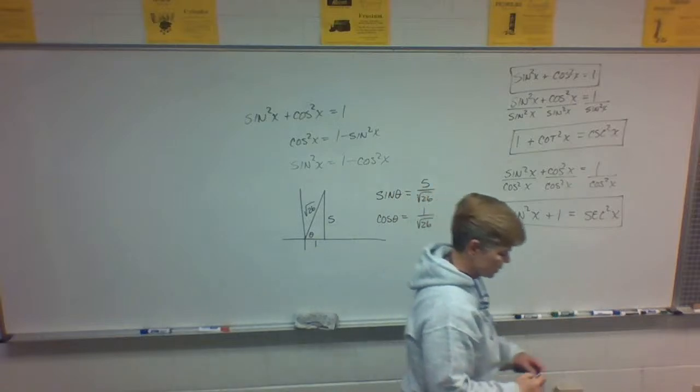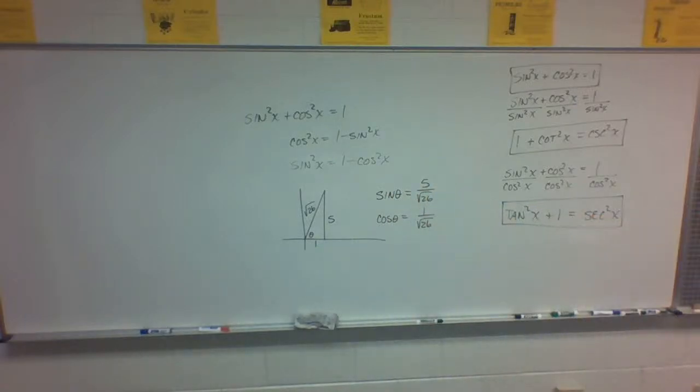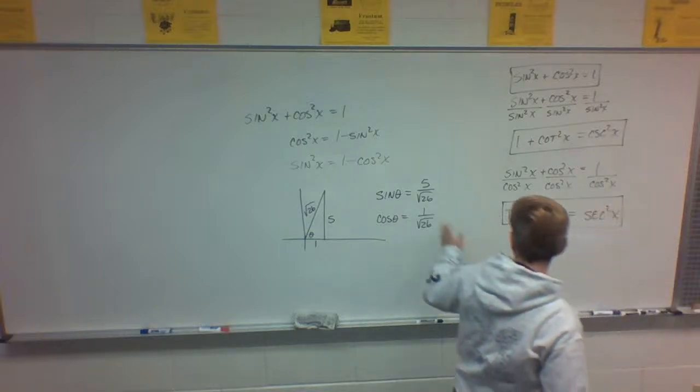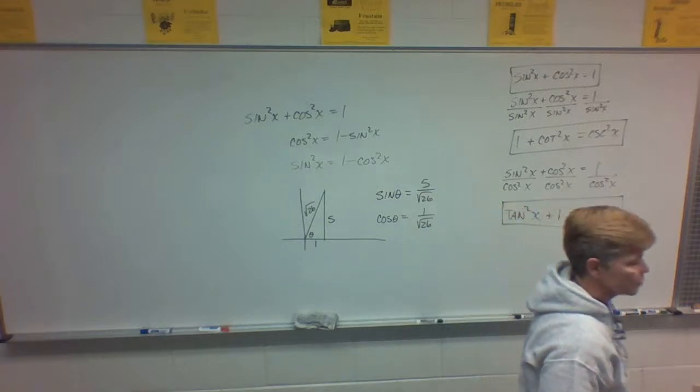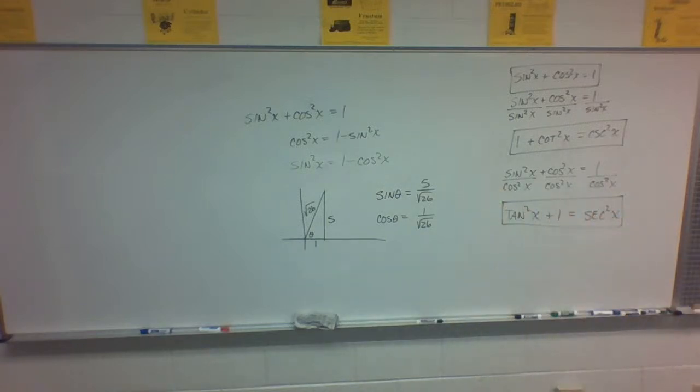Does the author rationalize those denominators? He does not, so you're going to be able to get away with it too. That's fine. Rationalizing denominators at this level of math is stupid, especially with the calculator. If you are uncomfortable with that because you've always rationalized, then please rationalize. 5 root 26 over 26, root 26 over 26 is fine with me, but I'm not going to require it.